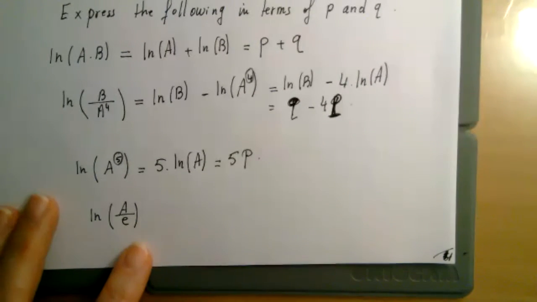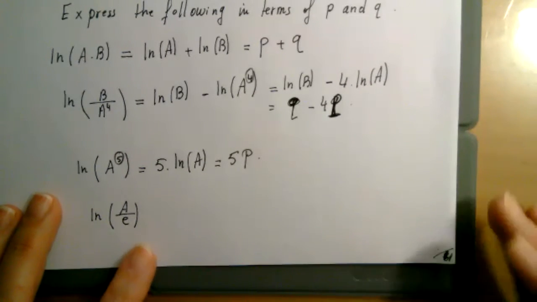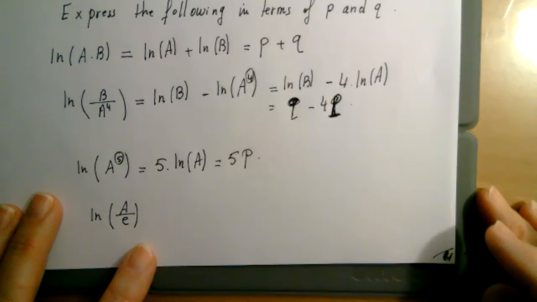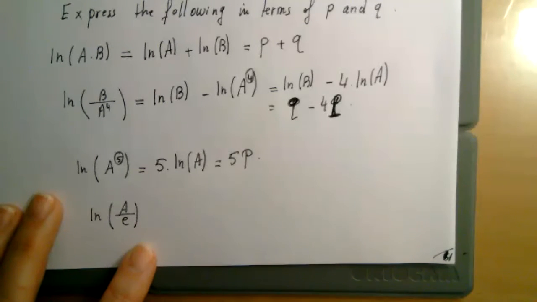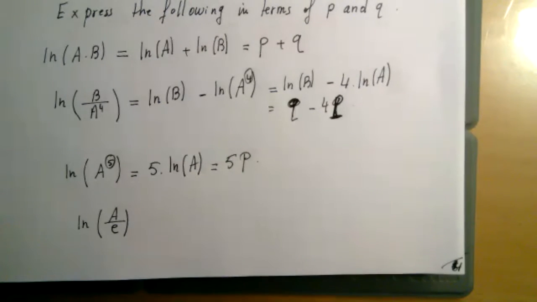The last one. Okay, who wants to give me the answer to the last one? Let me look at the rule real quick. ln of a over e. Please, I want answers, all of you. You should be able to write it up and give me the answer. Get going.